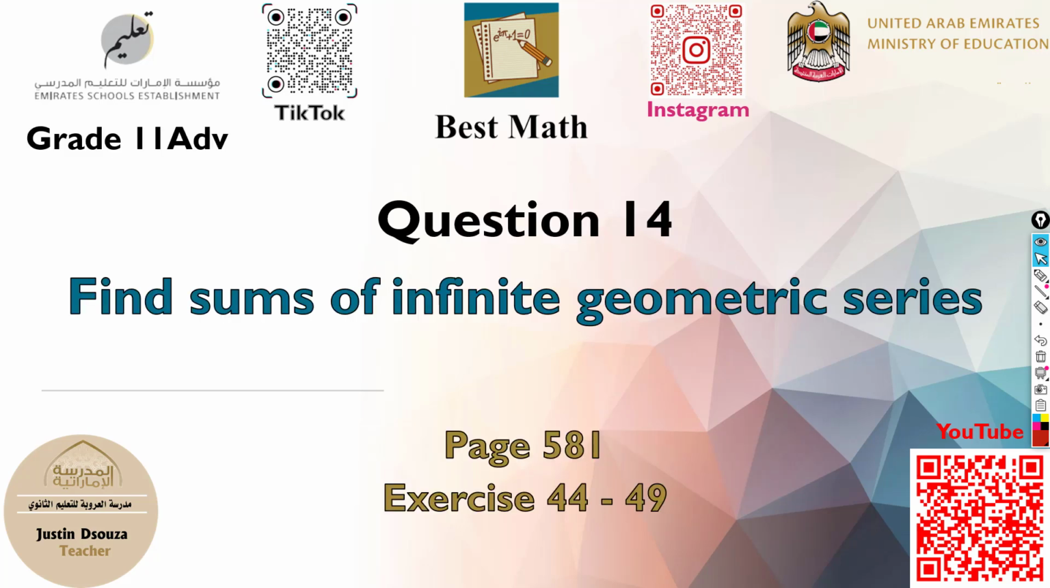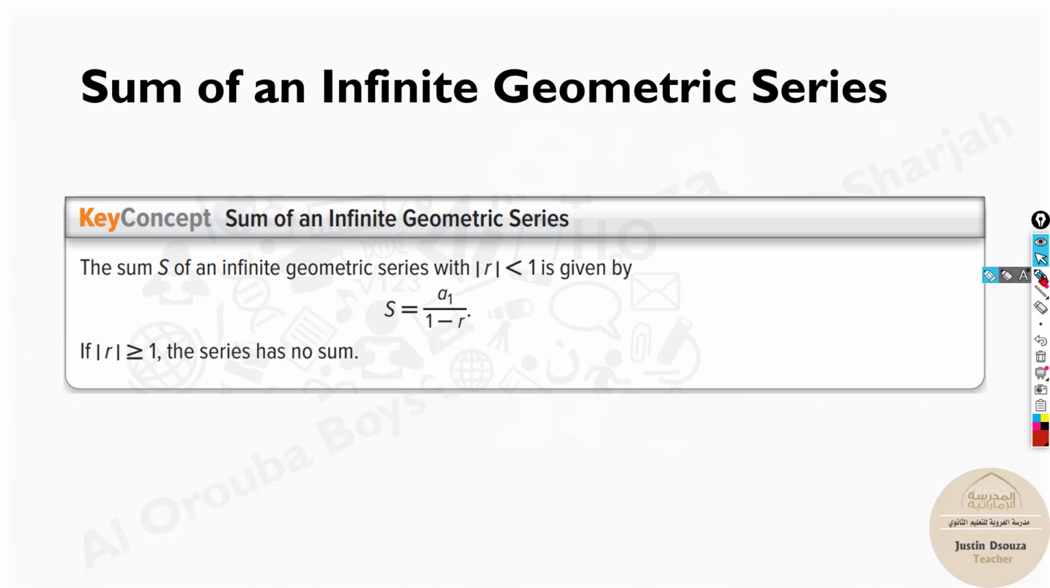Question 14 is to find the sums of infinite geometric series. This is very interesting. The formula is given over here, the sum of infinite geometric series. What does this mean? Imagine you have 1/2, 1/4, 1/8, 1/16, and it keeps on going forever, right? But still you can find its sum using this formula. But technically it goes until infinity. How can you add till infinity?